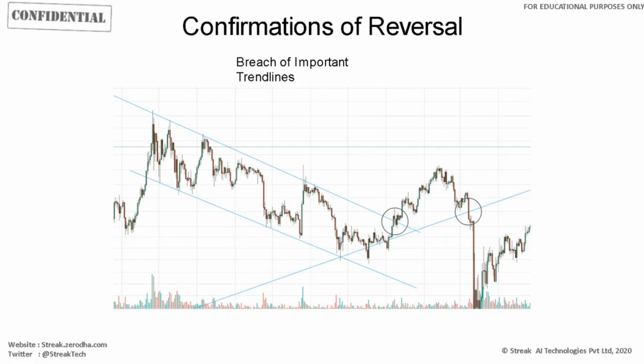Confirmation signals for reversals. A breach of important trend lines is also considered a confirmation for a reversal. You can observe a long-term prevailing downtrend in this case, which is characterized by lower highs. A downtrend line is plotted by joining the lower highs formed by the price. In this case, a channel has been created, post which this particular downtrend line has been breached. And if you notice closely, there is a formation of higher highs and higher lows, which is a clear indication of an uptrend being formed.